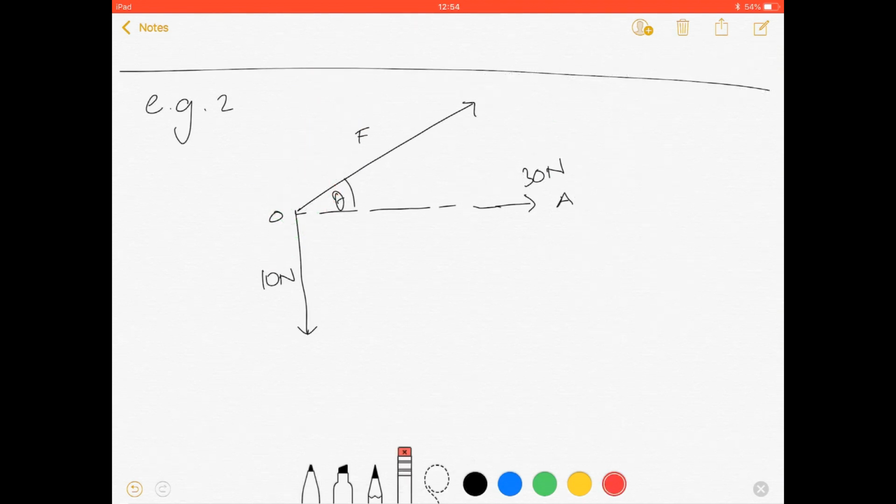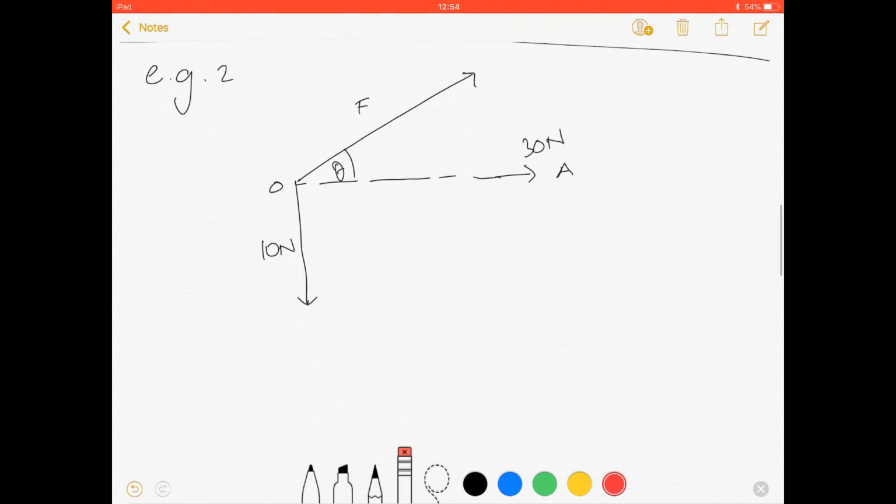So now if we move on to a different type of question, this time it's not asking for the resultant force, it's actually only asking for the angle. So they actually provide the resultant force. When they provide the resultant force, you know that there's something else that they want to find. So in this case they're asking for the angle, as I said.